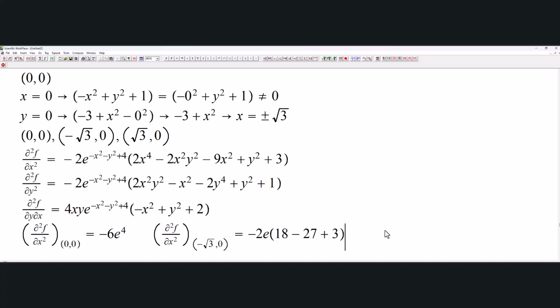So this whole quantity would be how much? This would be negative 6, 21 minus 27. So negative 6 times negative 2 is 12. So this is going to be 12e at this place. And likewise, if we calculate this at positive square root of 3, I don't have any odd power on x, so this should be the same value.